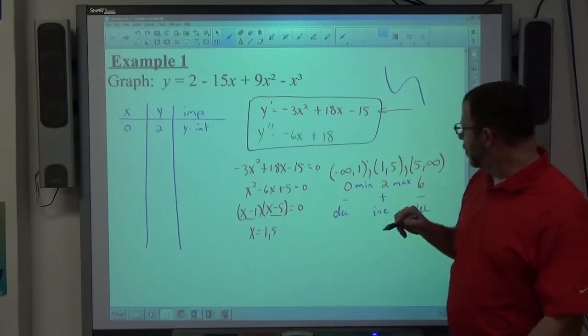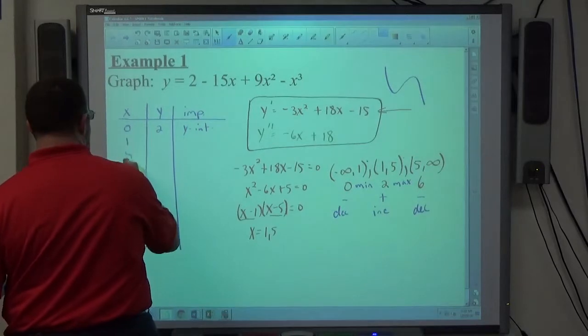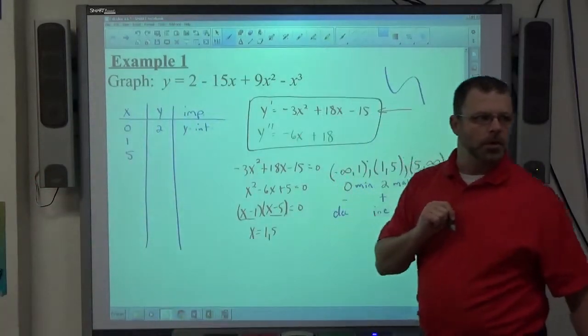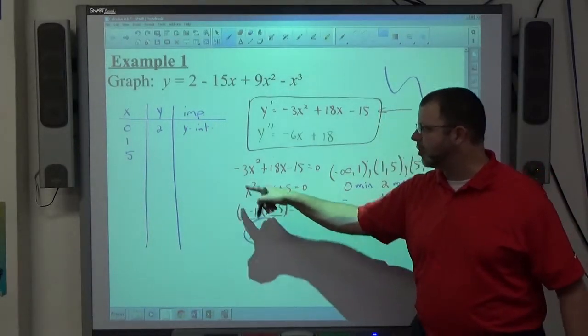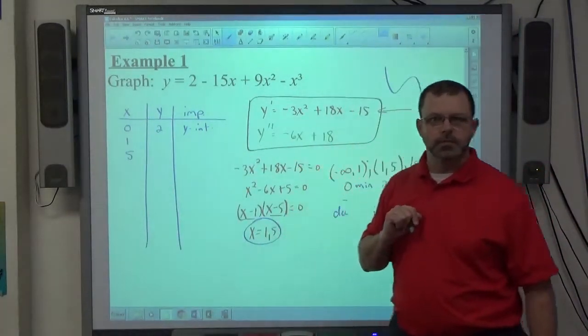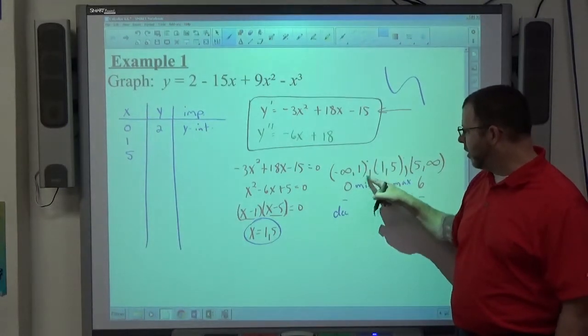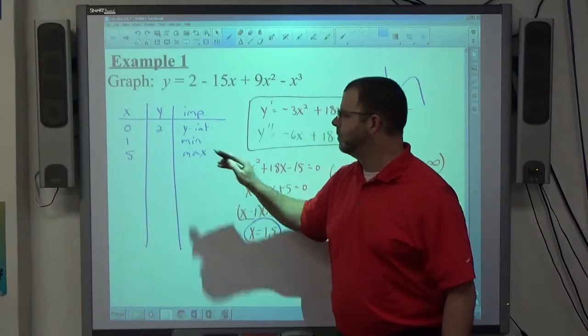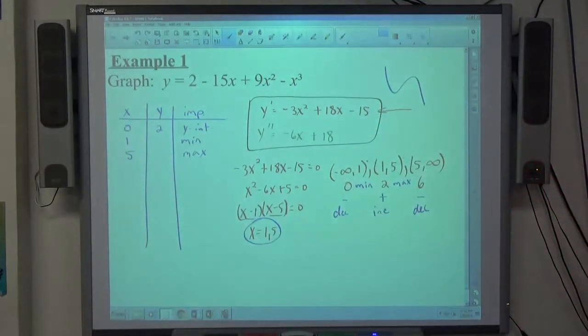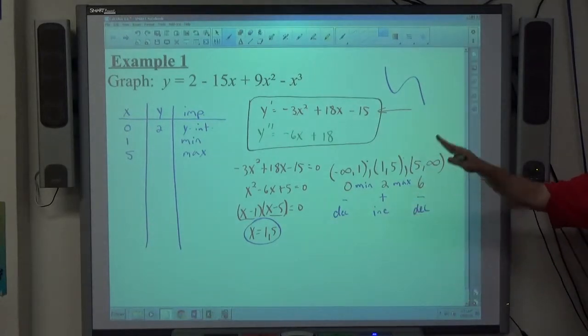I also know that x equals 1 and x equals 5 are important values. So again, that's what the first derivative also did for me. It got me critical numbers. Anytime you get critical numbers, they immediately go on your chart. And I've already established that 1 represents a minimum and 5 represents a maximum. That's everything the first derivative can do for me. Once you've established increasing and decreasing, established min and max, and got your x values that represent mins and maxes on your chart, you're done using the first derivative.